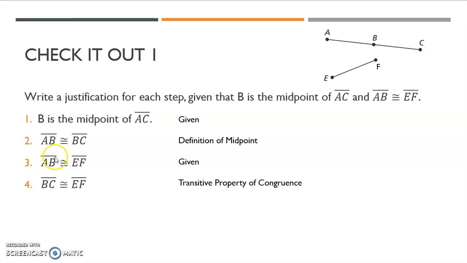Now finally, notice what they did. We have AB is congruent to BC, AB is congruent to EF, so they said BC is congruent to EF. Notice we took out the ABs, I just took this BC and put it here. That's the transitive property, and this time I labeled it of congruence because these are congruent symbols.